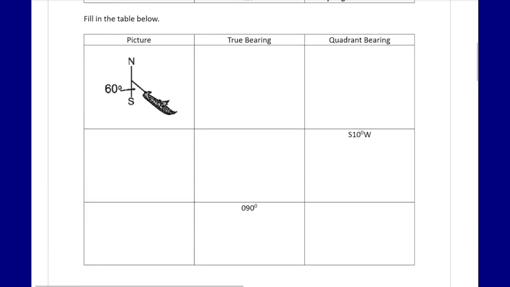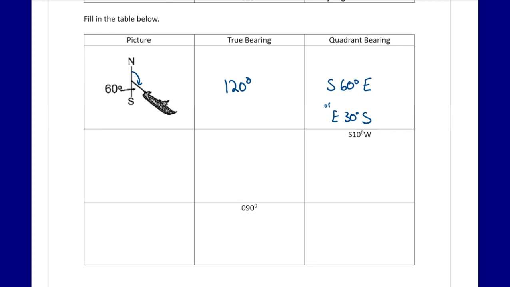So I'm just going to fill out a chart based off of those measurements. True bearing again is the full measurement from north, so going clockwise. In this case, this would have to be 120 degrees. The quadrant bearing would be south 60 degrees east, or we might say east 30 degrees south, because there might be two different ways to describe it.